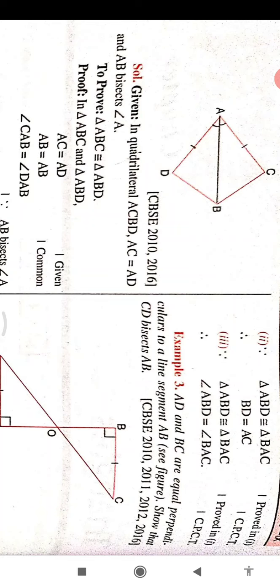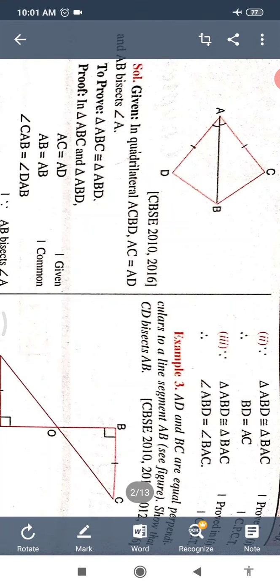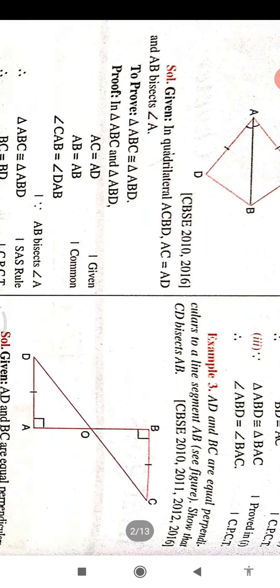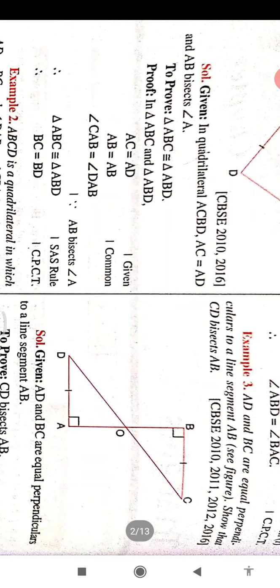Now the third result. In the first result what have we proved? Triangle ABD congruent triangle BAC. So we can directly prove angle ABD equal to angle BAC. These two angles will be equal, by CPCT, corresponding parts of congruent triangles. Okay, so now we are going to solve the third example.